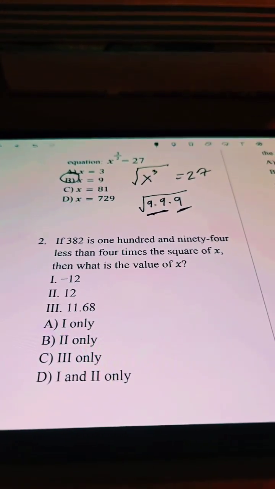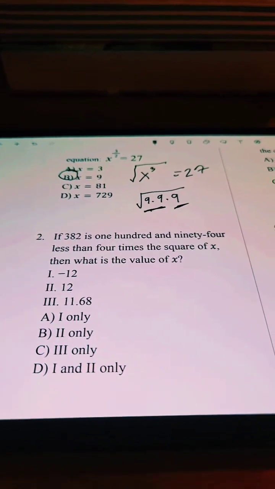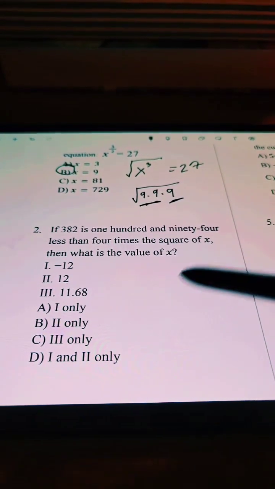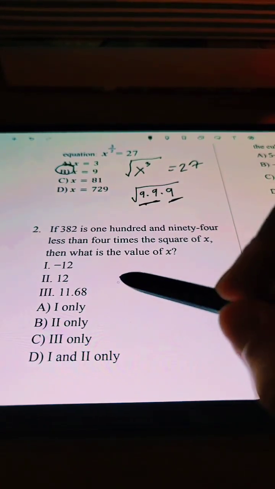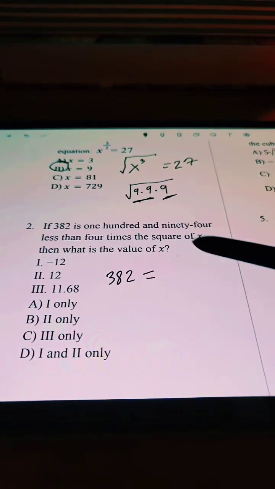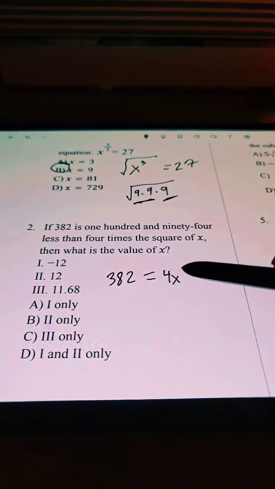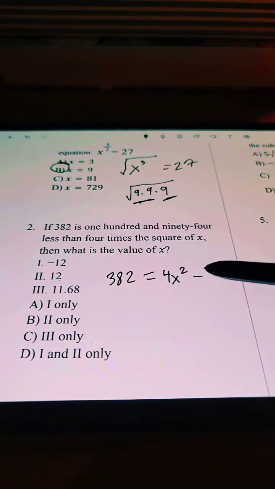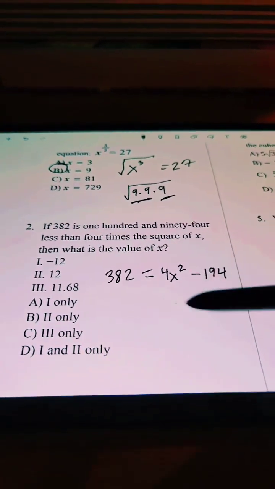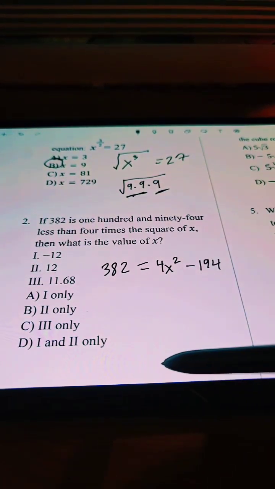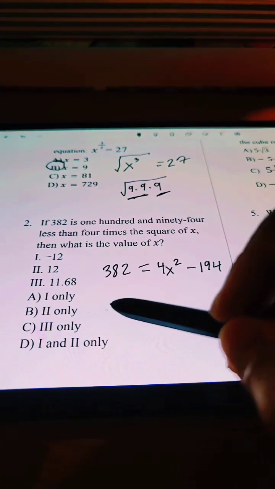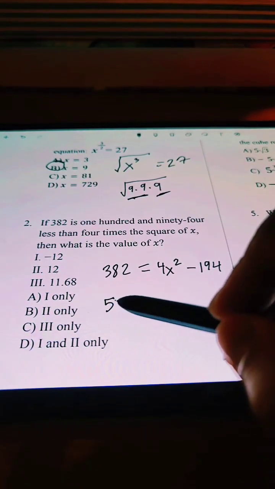Now let's go to number 2. If 382 is 194 less than 4 times the square of x, then what is the value of x? So 382 equals 4 times the square of x, and it's 194 less than that. And then we just need to solve for x. So let's add 194 to each side. Then that's going to be 576.